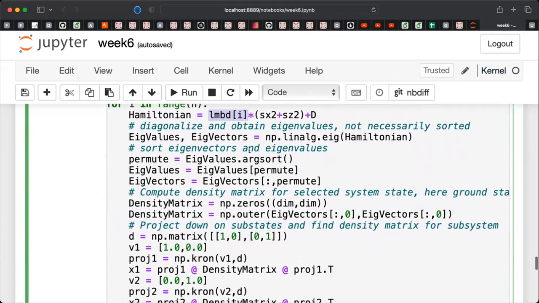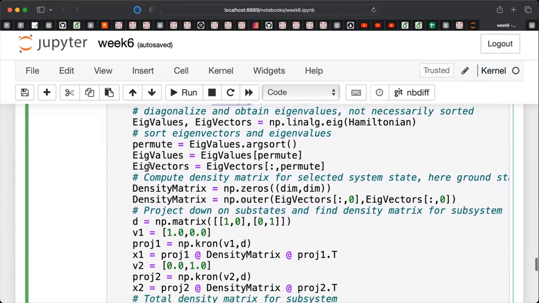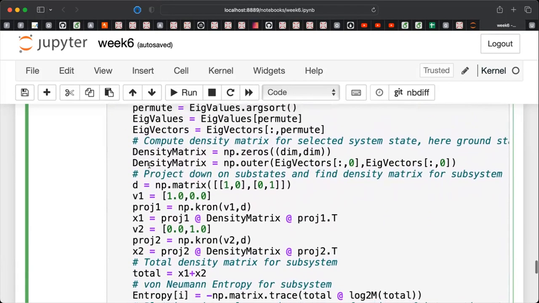I diagonalize, as you can see here. I set up the eigenvalues and eigenvectors. I calculate the density matrix, which you can see here. This is the density matrix, and I'm picking the ground state. You can choose any of the other states. And in this case, I pick the eigenstate of the lowest lying state, and I compute the outer product, which is a density matrix.